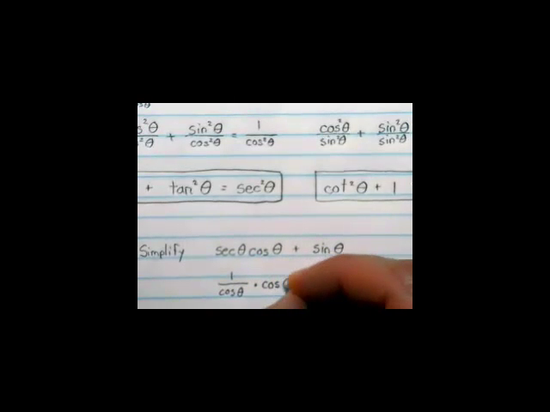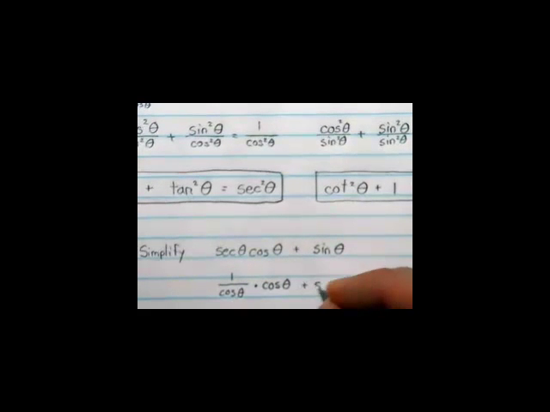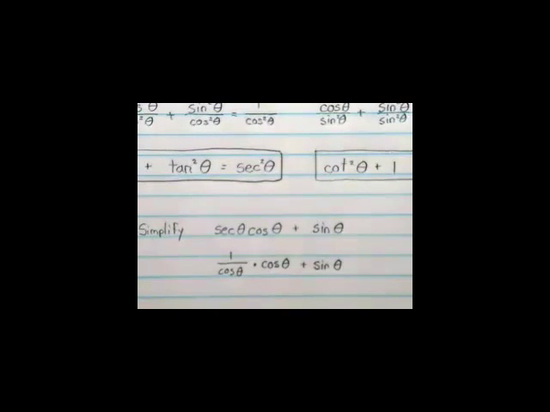So 1 over cosine times cosine plus sine. So like I was saying earlier, try to get it with all cosines and sines to begin with, which is what we did here. Just took the secant and rewrote it as what we knew it was equal to, 1 over cosine. And what do you notice now? What can we do? We can do a little canceling there, right? So what's going to be our final answer?